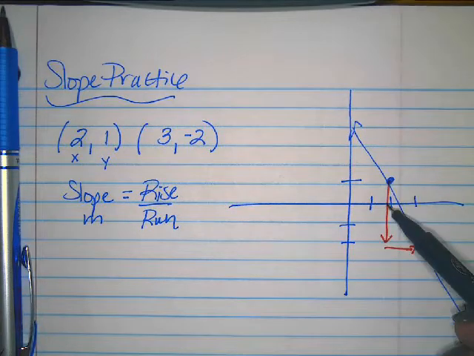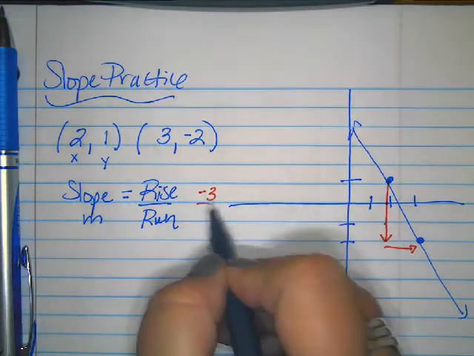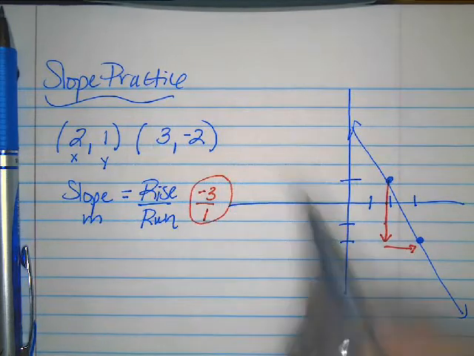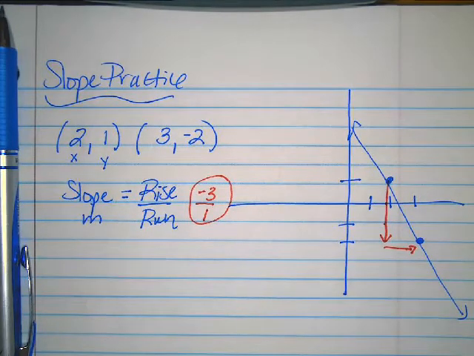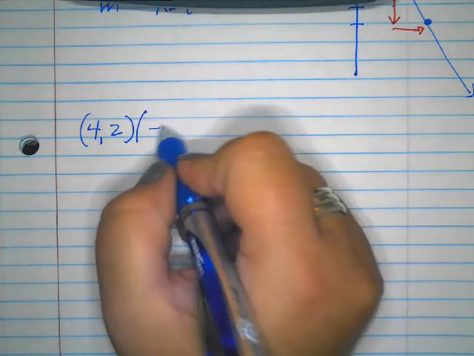So let's see, 1, 2, 3. So I went down 3, and then I went over 1. And that's how we count slope. So let's do one more. We put one more example into our notes today, so we have a little bit of practice that we can look back on.